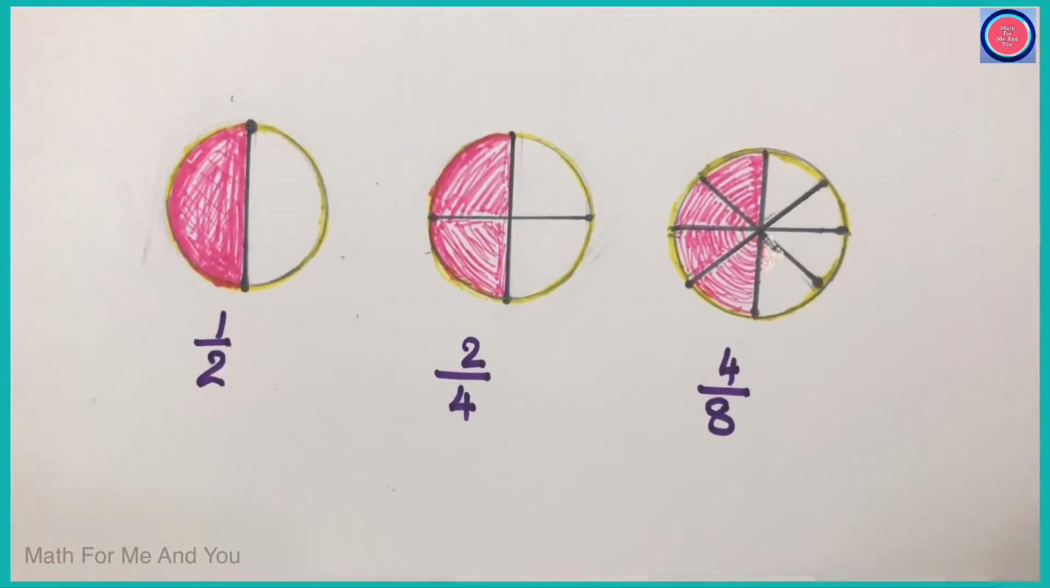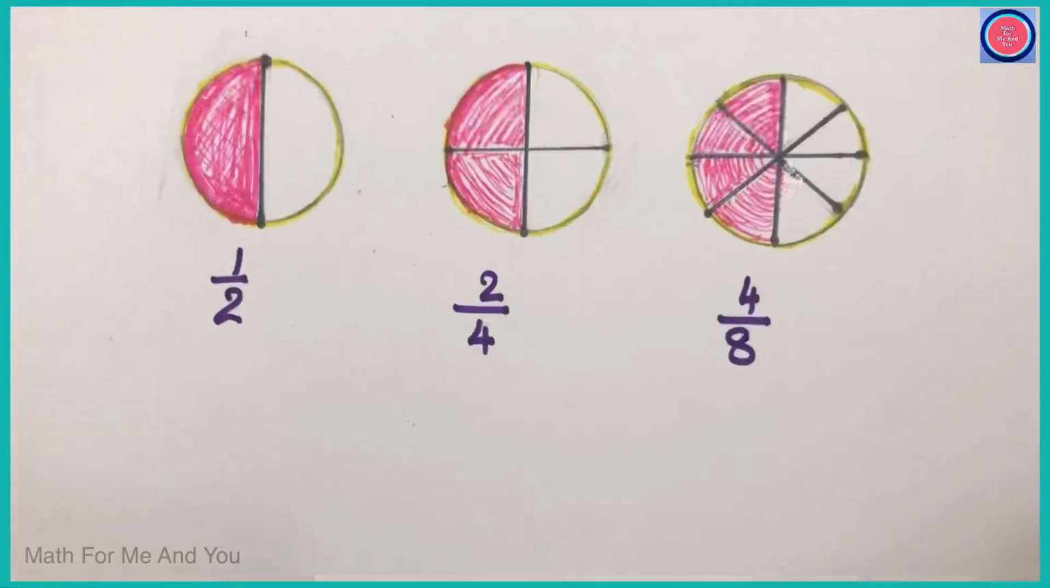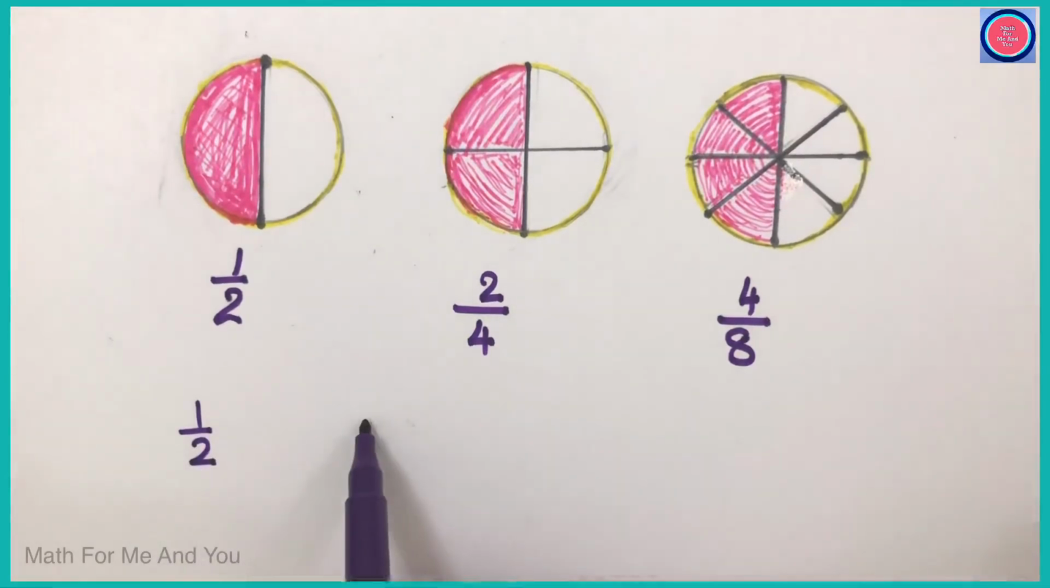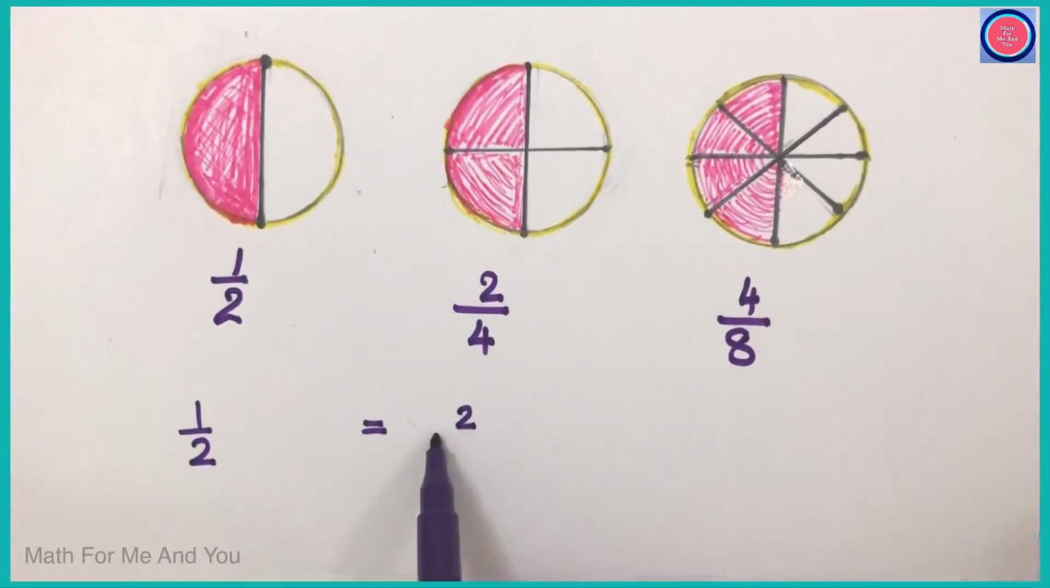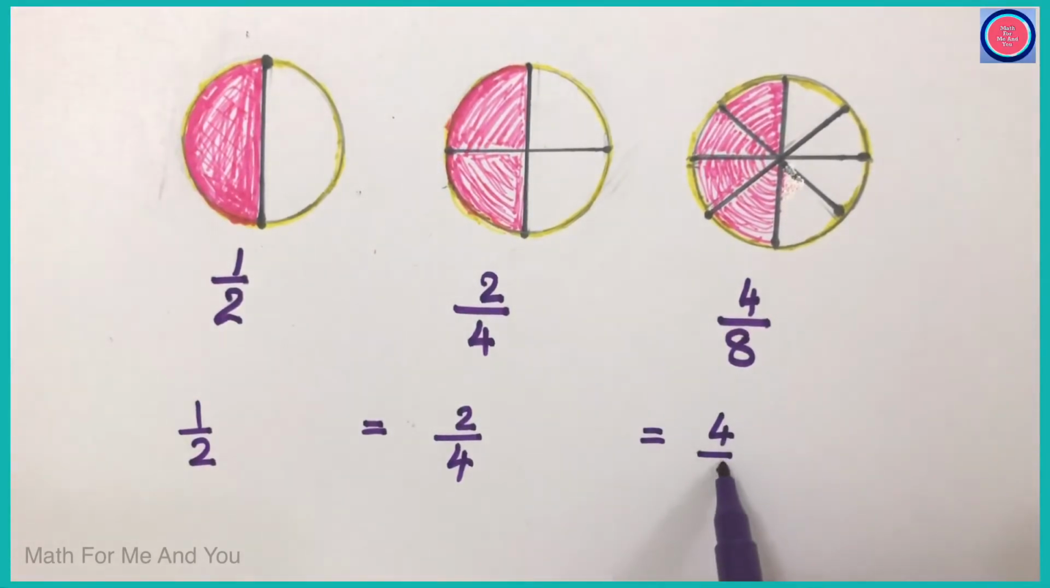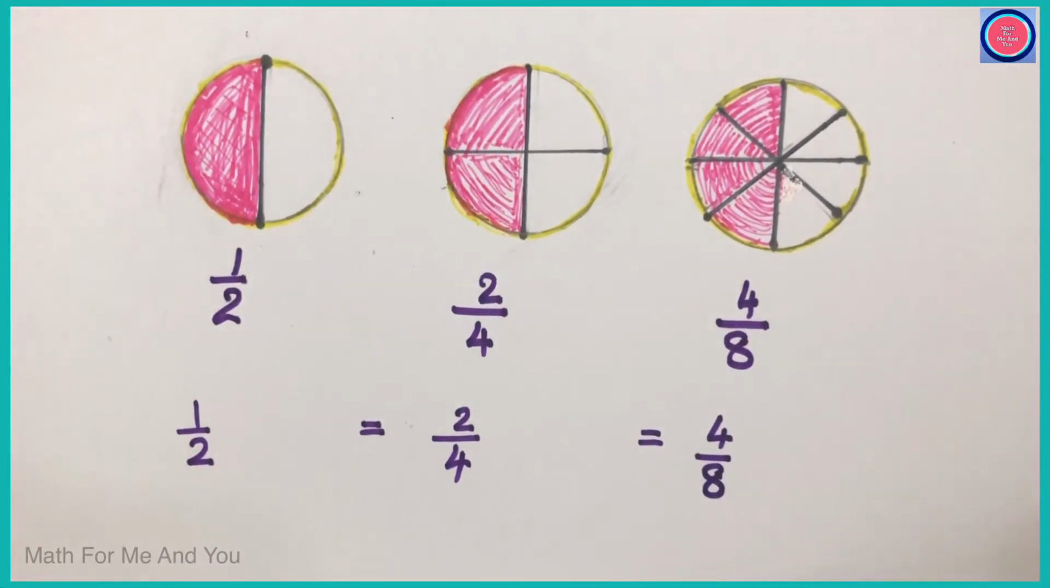But look at the 3 pictures. We can see the portion colored is the same in these 3 pictures. That means the fractions also we have to write as equal. From the picture we are writing 1 over 2 is equal to 2 over 4 is equal to 4 over 8. In the second fraction 2 over 4, numerator is 2 and the denominator is 4.